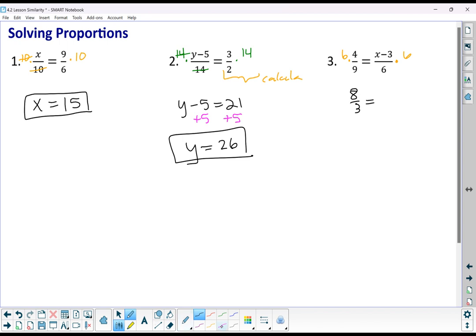The 6 on this side of the equation is reduced. So we have x minus 3. And so now to finish, I just need to add 3 to both sides of my equation. And 8/3 plus 3 is equal to 17/3. In decimal form, if you had gone to decimals, that's 5.67. That's a rounded answer.